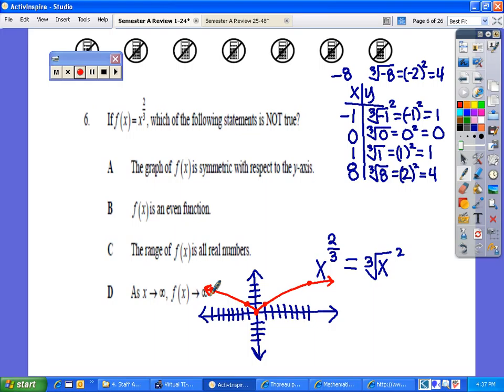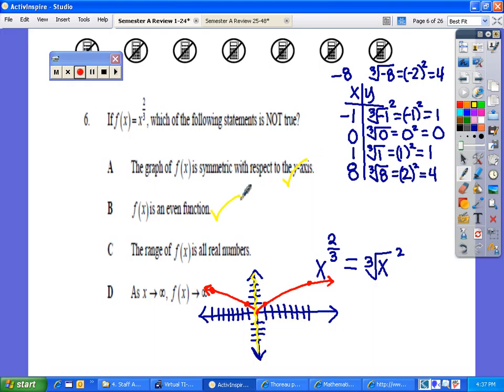All right, first thing: is the graph symmetric with the y-axis? Well, if I look here, here's the y-axis, and I basically have the same thing going on both sides, so yes, that is true. B, is this an even function? Well, even functions are symmetric with the y-axis, so yes, this is true.